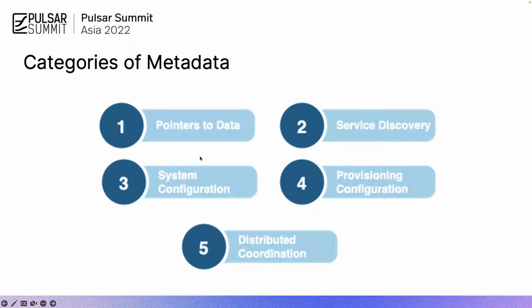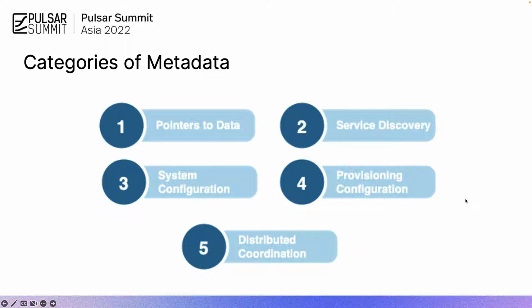First would be pointers to data. This contains individual pieces of information that point to other data in the system and are dereferenced by Pulsar at runtime. Second is all metadata used for service discovery. This comes into play when we're trying to identify what components exist within a Pulsar cluster at any point in time and which role they're currently playing within the system. Third is the broad category of system configuration, which covers a broad range of default policy settings that are globally applicable to the cluster itself.